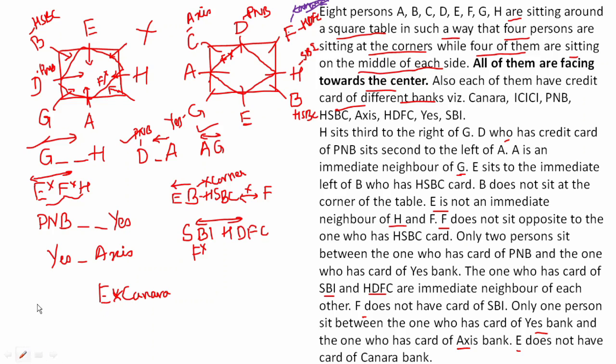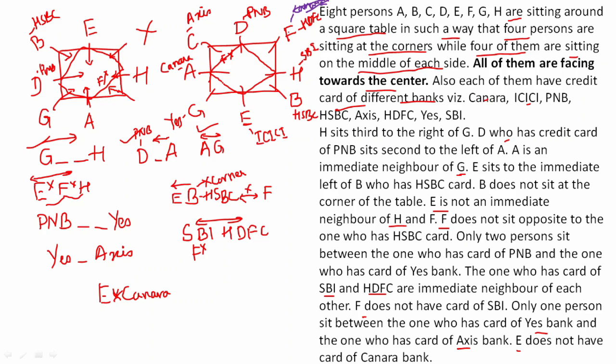We have to put Canara Bank to A. So this is Canara Bank, and whatever is remaining is E. Canara is over, ICICI is not there, so this will be ICICI. Now this is the flipped one. I wanted to show you how to do it with the flipped one as well.